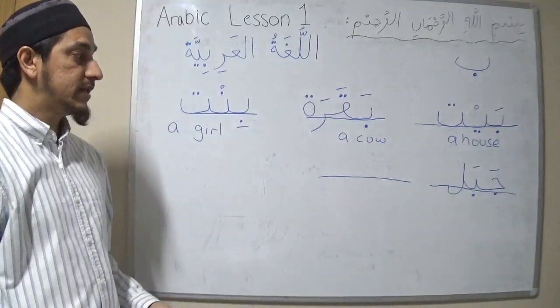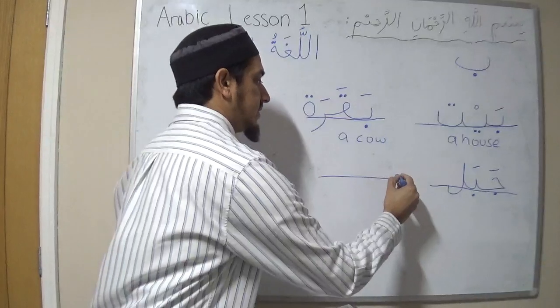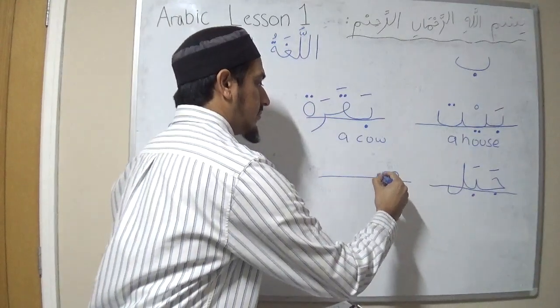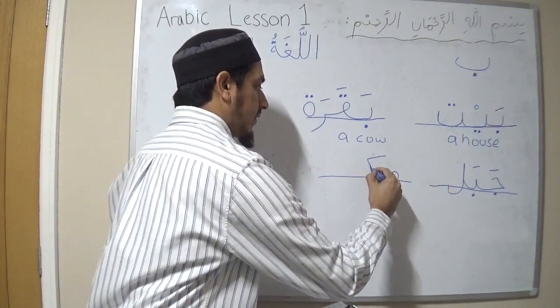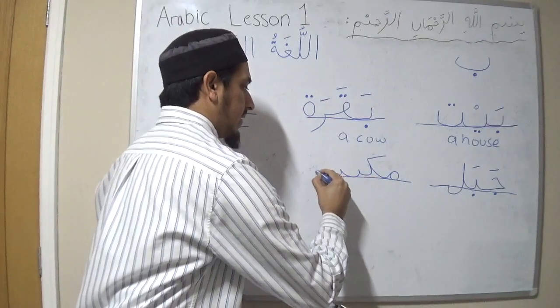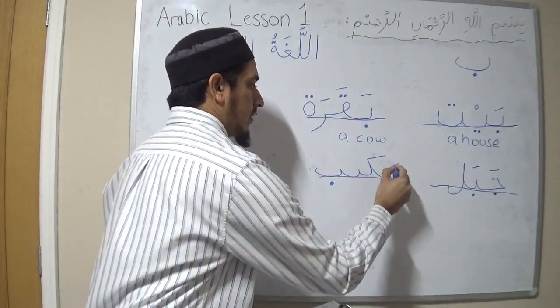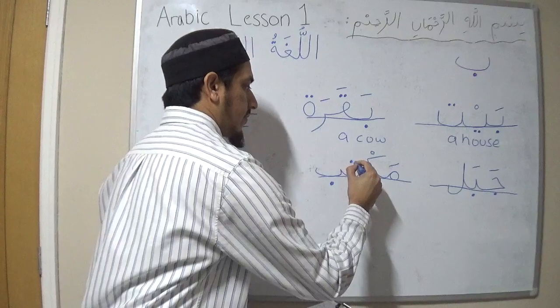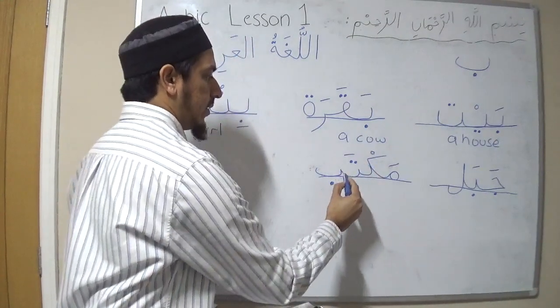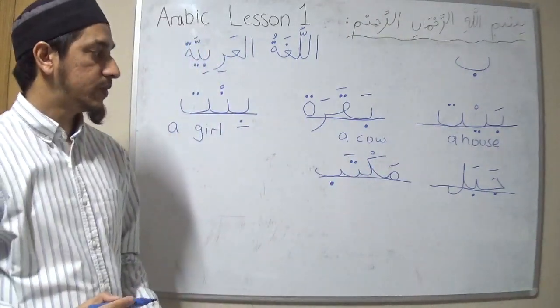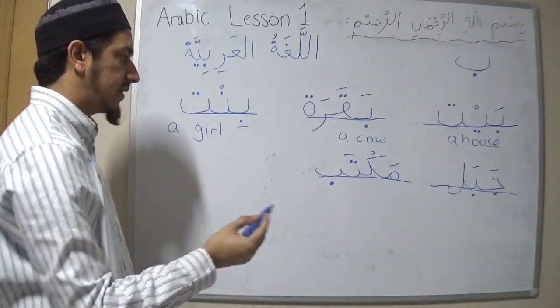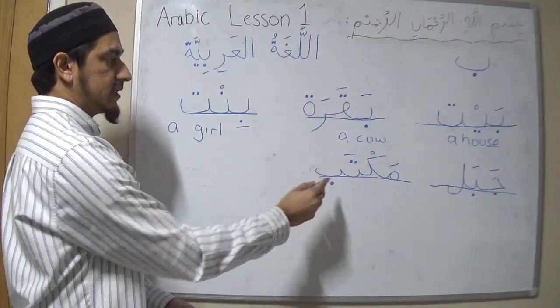We also have Maktab. Now this is the Ba at the end. Mim, Kaf, Ta, and then Ba at the end. Maktab, how we join at the end. And finally the last one, again the Ba at the end, but this is by itself, and I've got the word Kitab for that. Maktab is a desk.